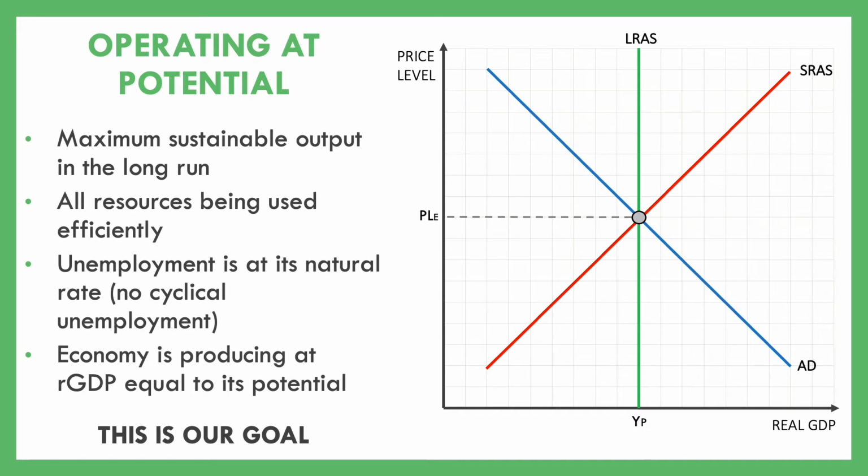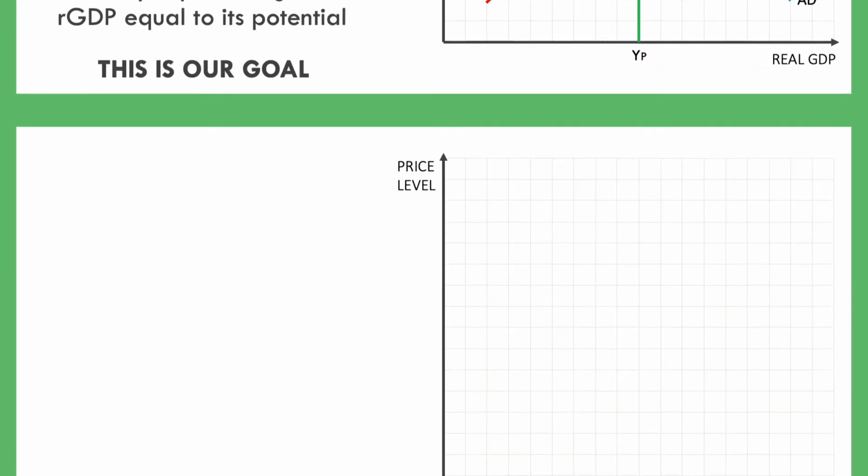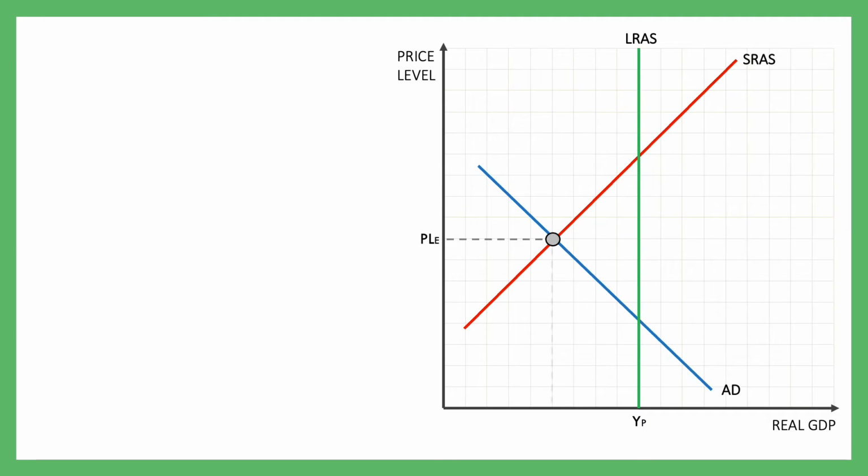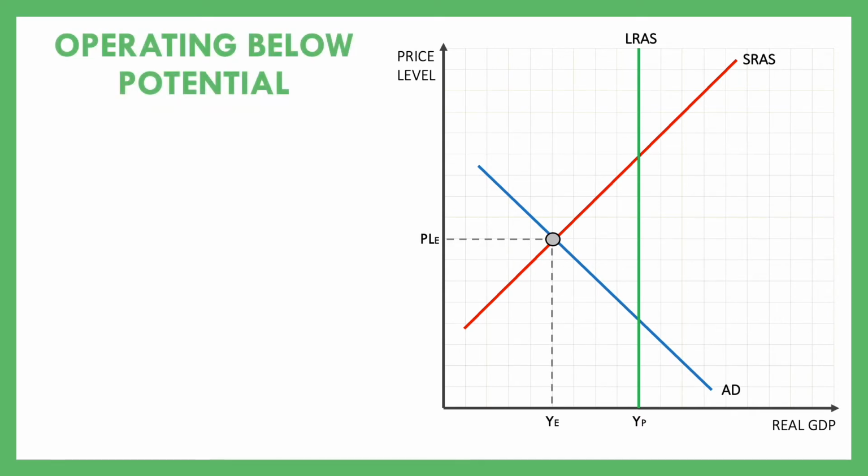So what happens in a scenario where we are operating at a point that we would say is below our potential? So let's say we have our long run aggregate supply. Remember, that represents our potential. But we have our aggregate demand and our short run aggregate supply. Now, if you notice here, our short run aggregate supply and our aggregate demand curve are intersecting at a point to the left of our potential, which means we are below our potential output.